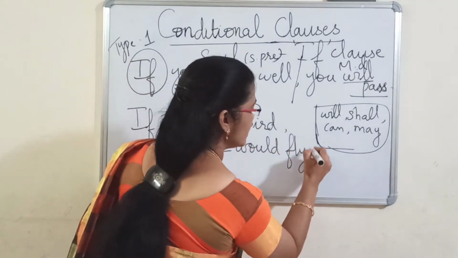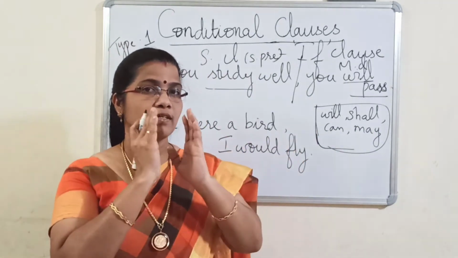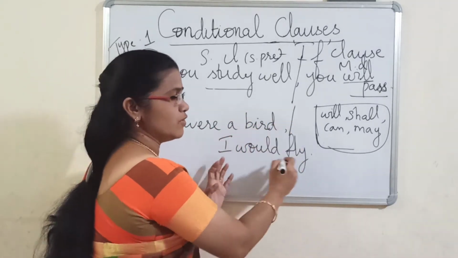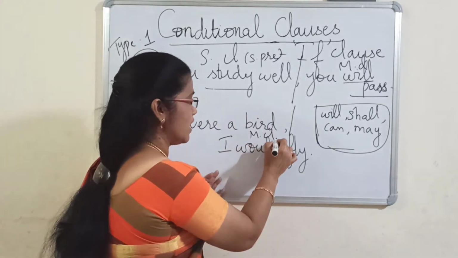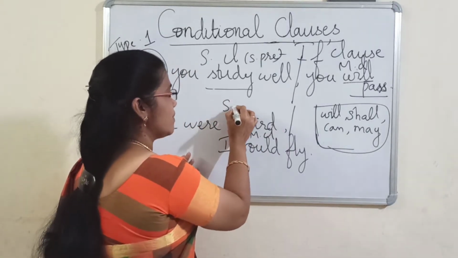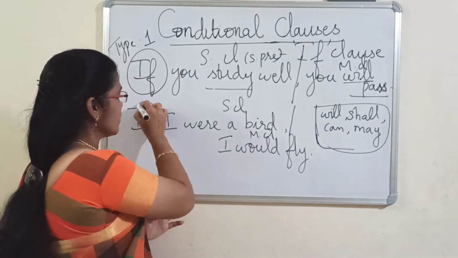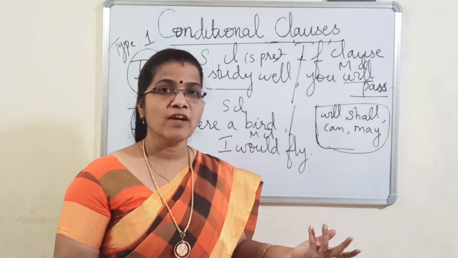If I were a bird, I would fly. Again here, I have used two clauses, right? If I were a bird, then I would fly. I would fly can stand on its own. So this is the main clause part, and here this is a subordinate clause. Again here this is a conditional clause because you have used if here.